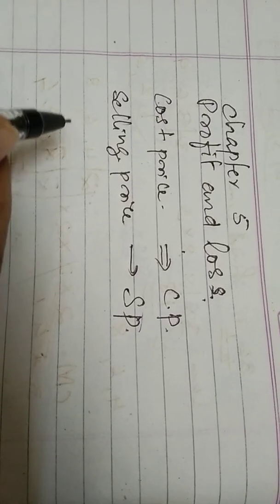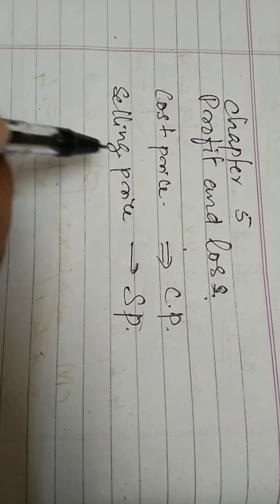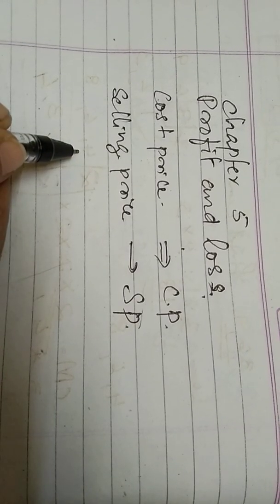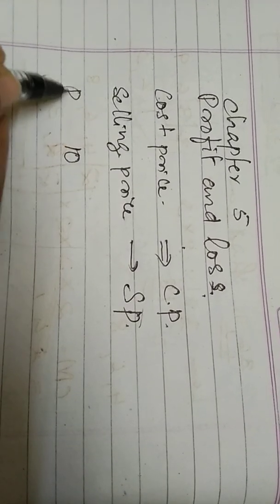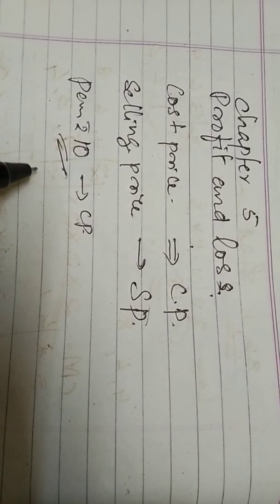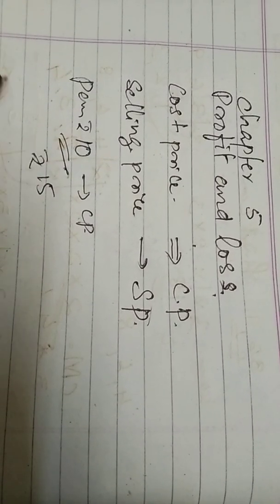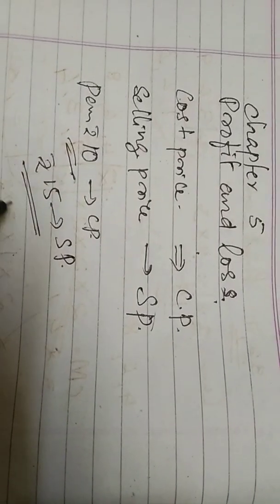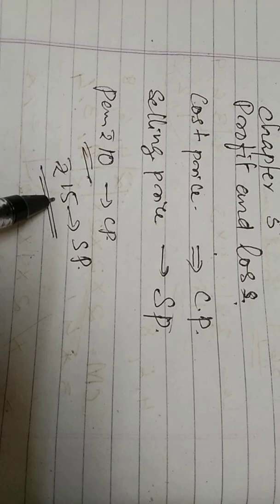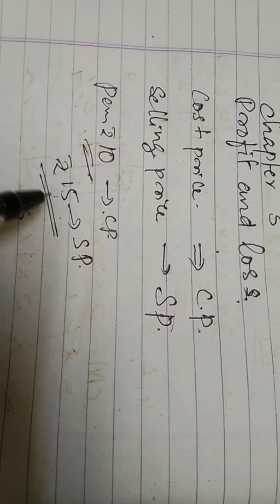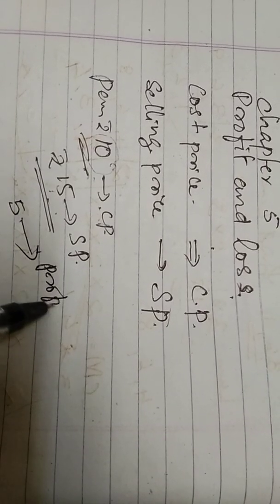I am a shopkeeper and I buy a pen for 10 rupees. That is the cost price of the pen, 10 rupees. I sell this same pen to a customer for 15 rupees. This is the selling price. The difference between selling price and cost price is 5. For the amount I got the pen, 10, I sold it for 15. That means I got 5 rupees extra, isn't it? That extra amount I got is known as profit.